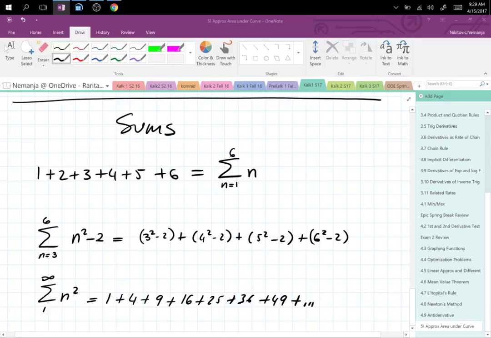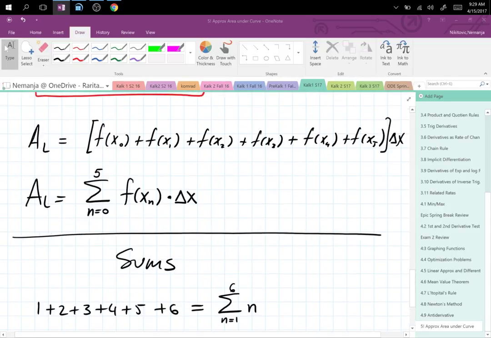So these sums allow us to put this organized addition, right, which can be organized through the set of natural numbers in some way, whether it goes to a finite value or to infinity. It allows us to condense that writing so we don't have to write a million terms.